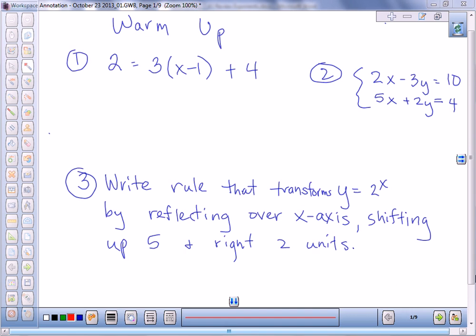Okay, so let's go over this warm-up. Now, when we first did solving equations the first unit of this year, I made you show all your steps. That gets annoying after a while, and so I'm not going to show every step every time today. All right.